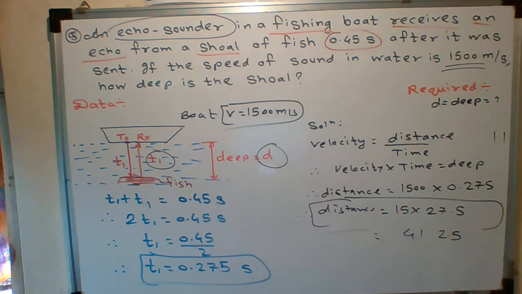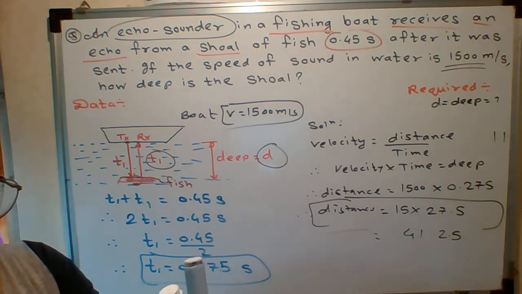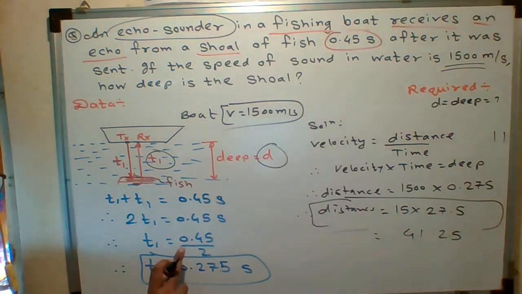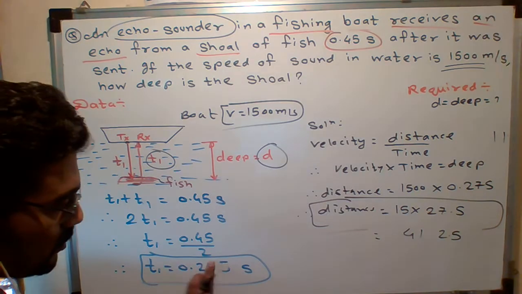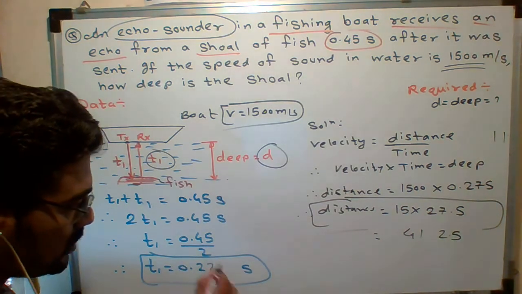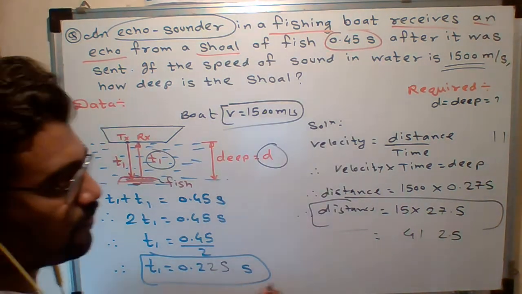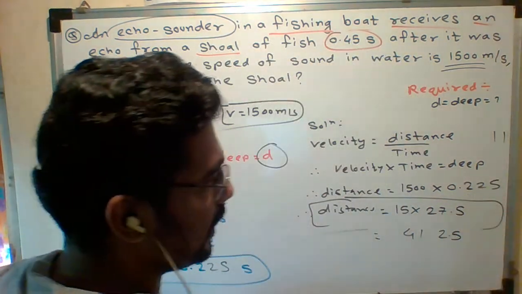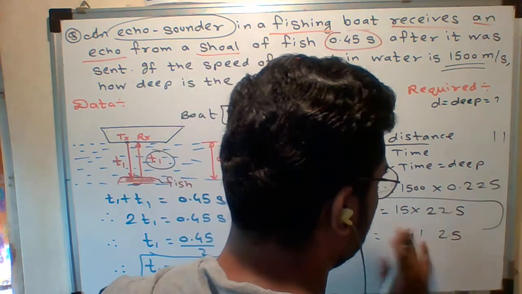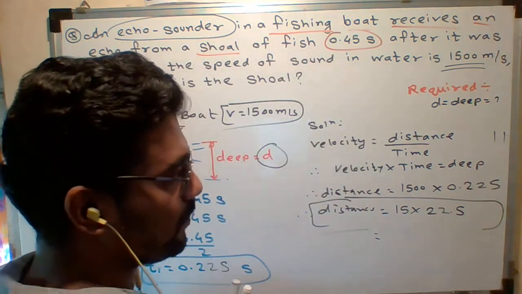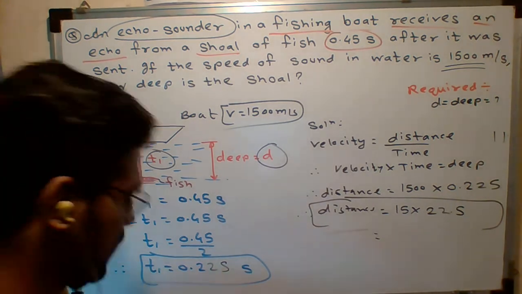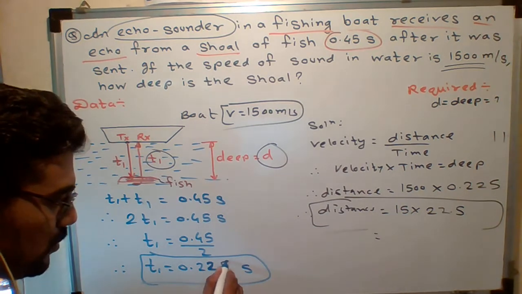I just made one mistake, students. Let me check. When you divide 0.45 by 2, it gives 0.225. So here 0.225 will come, and if I multiply, 22.5 will come. Students, 0.45 upon 2 is 0.225, not 0.275. So here you will get 0.225.